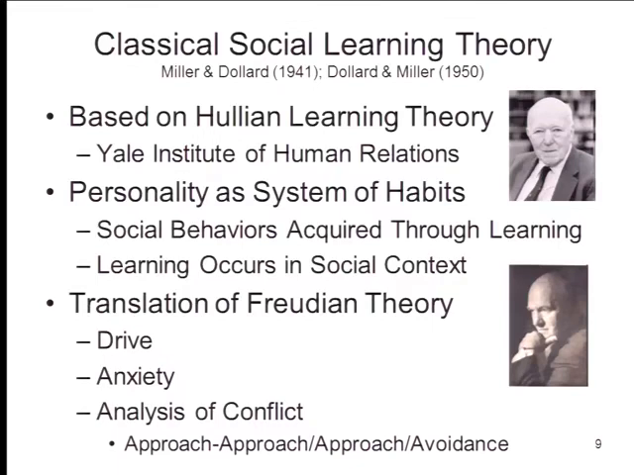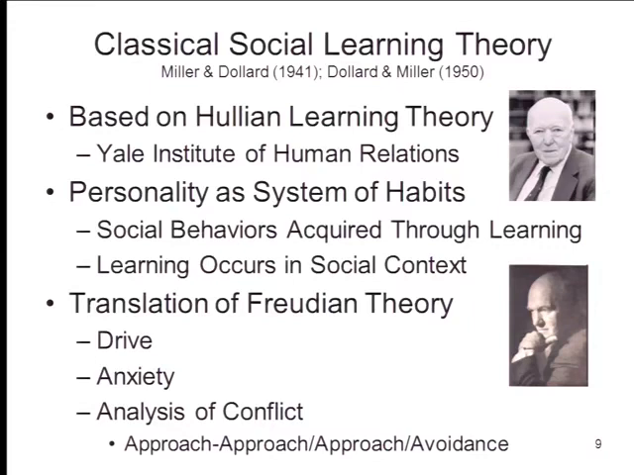The two of them together led what was known as the Institute of Human Relations, which was the first academic organization devoted to developing an interdisciplinary social science approach to human affairs. It was a very interesting idea. But Miller and Dollard articulated a position which we'll know now as classical social learning theory, which basically said that personality develops as a system of habits.